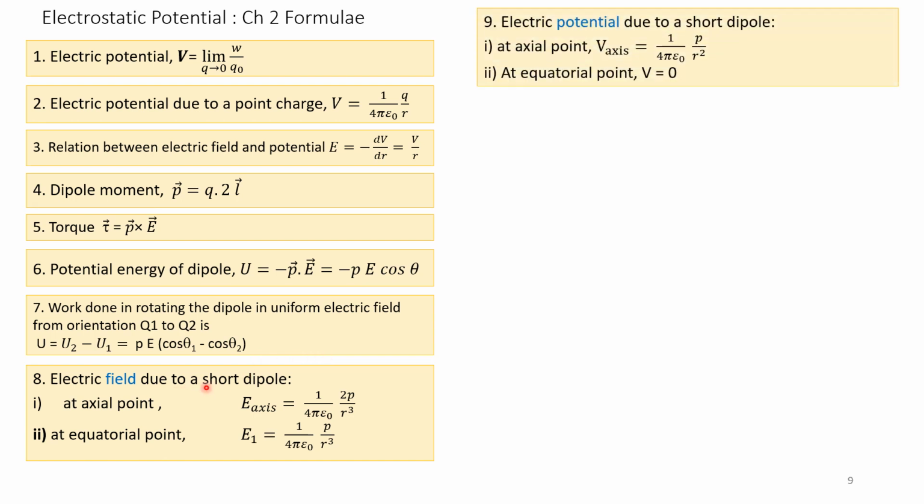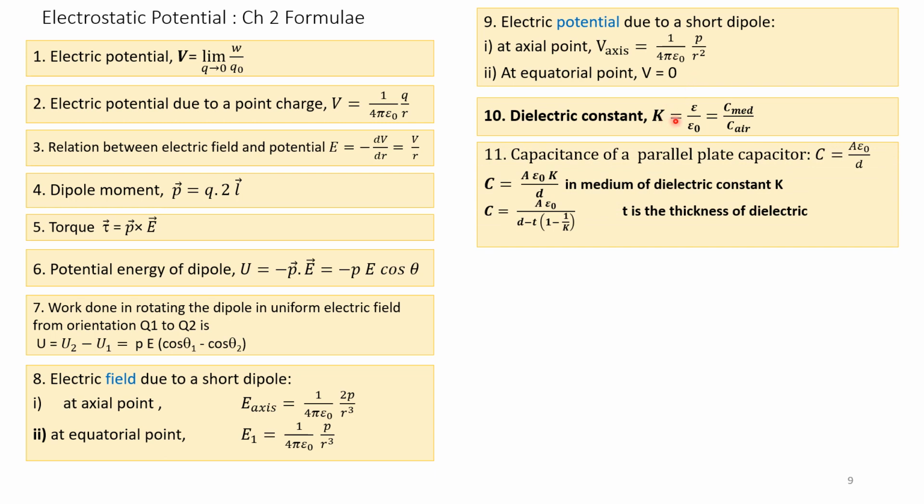Electric field due to a short dipole on the axis is E axial is equal to 1 over 4 pi epsilon naught into 2P by R cube, and at the equatorial position it is E equatorial is equal to 1 over 4 pi epsilon naught into P by R cube. Electric potential due to a short dipole, V axial is equal to 1 over 4 pi epsilon naught into P by R square, and at the equatorial point the potential is 0.